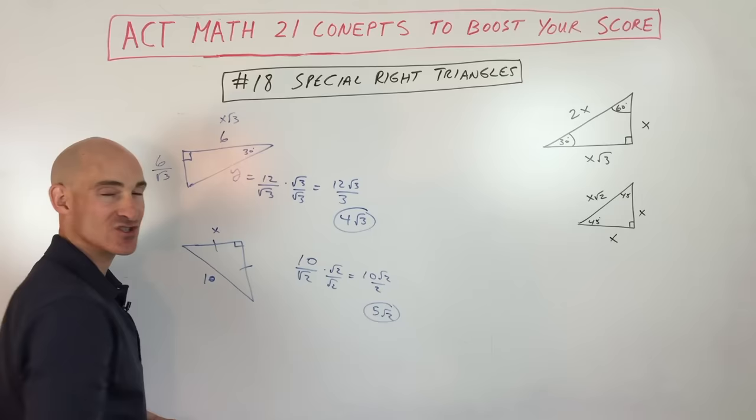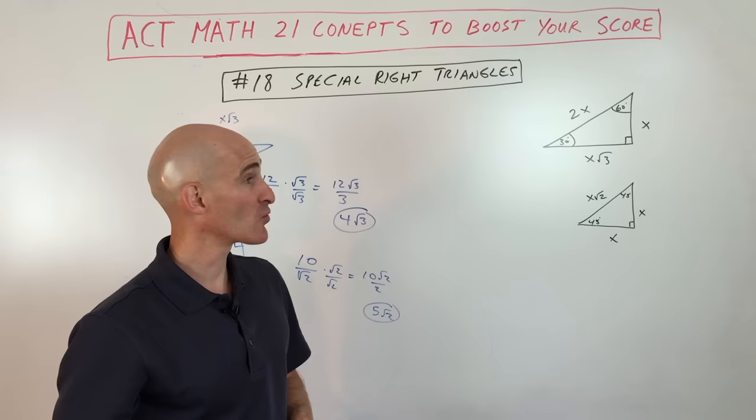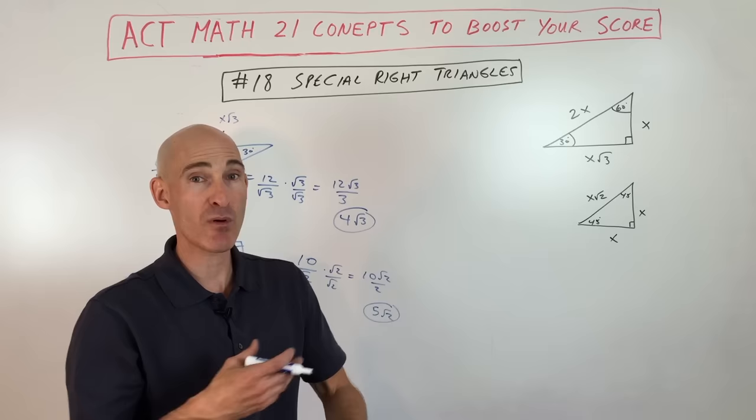So try and remember and memorize and review these special right triangles if you need to. These are two that are covered on the test. Knowing this can definitely improve your score by a couple of points. It might just be used in the context of a problem, not just a problem on its own, but just like a part of a problem. But knowing this will save you some time.